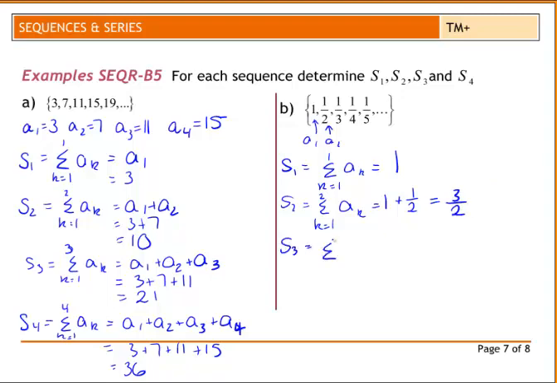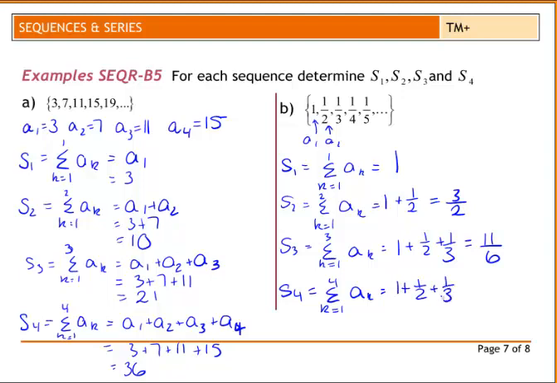S3 is going to be up to 3 from k equals 1 of a of k, so 1 plus a half plus a third, which gives me 11 over 6. S4 is k equals 1 up until 4 of a of k. So remember, if you were doing these, you'd be working them down the page, just doing it so it fits on the screen. That gives you 25 over 12.